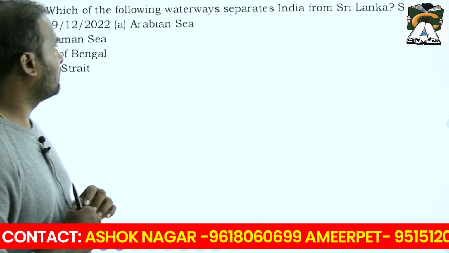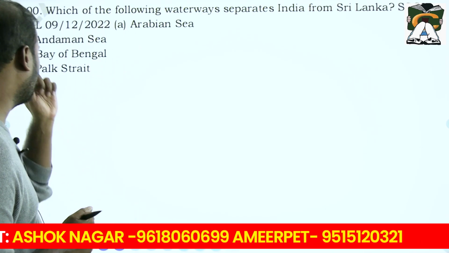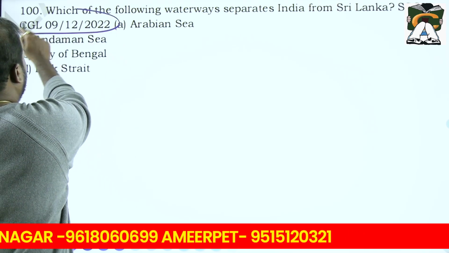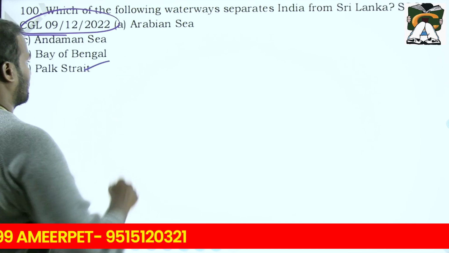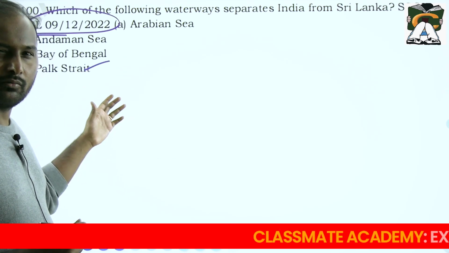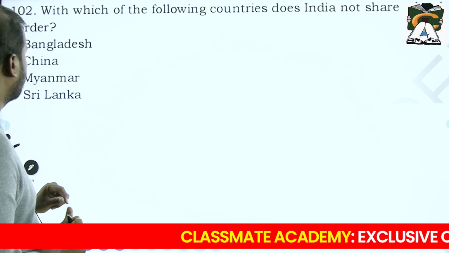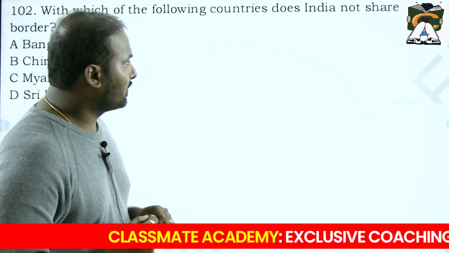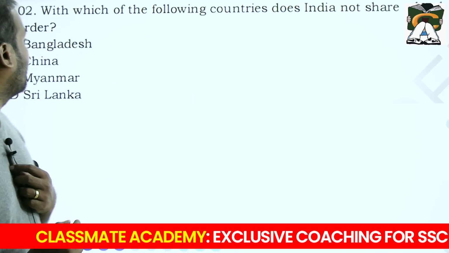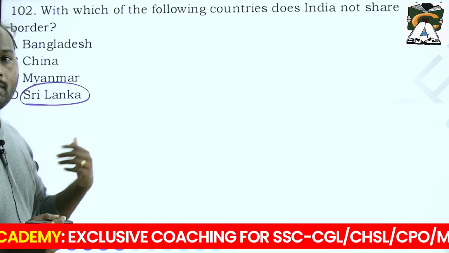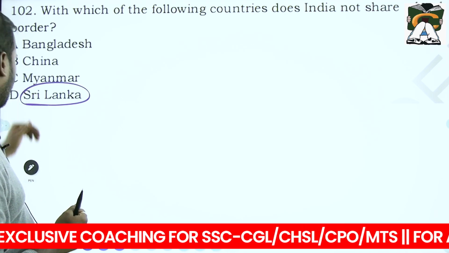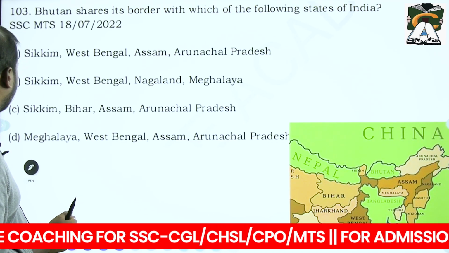Which of the following waterways separates India and Sri Lanka? This was asked in CGL 2022. Obviously, your answer is Palk Strait. Already discussed many times. I think we discussed it around 5 to 6 times till now. Next one. With which of the following countries does India not share a land border? Obviously, your answer is Sri Lanka. We have a maritime border, but with Bangladesh, China and Myanmar, we have a land border.